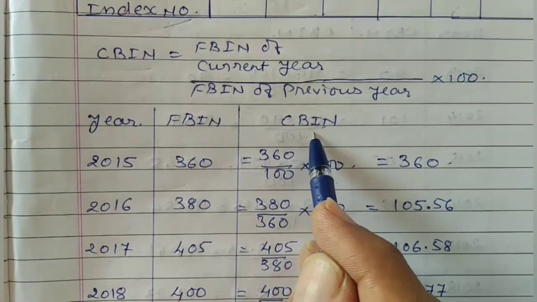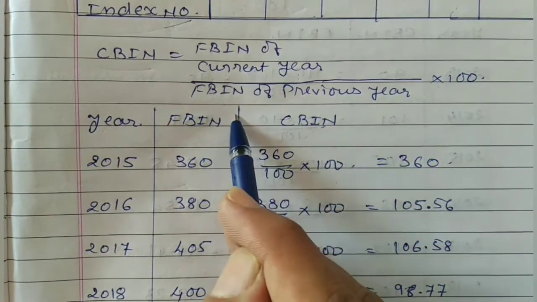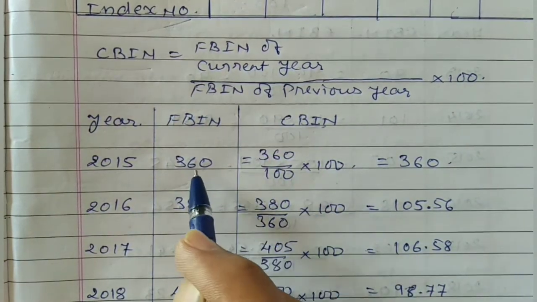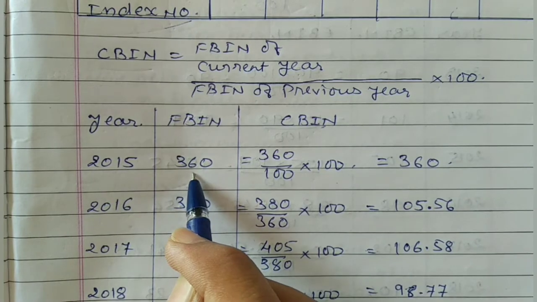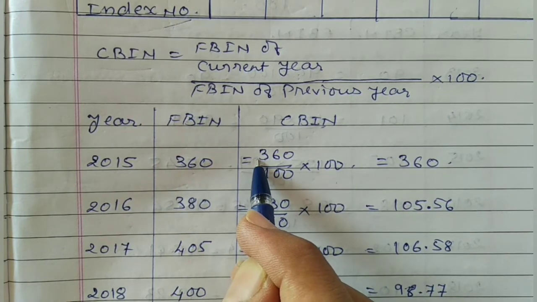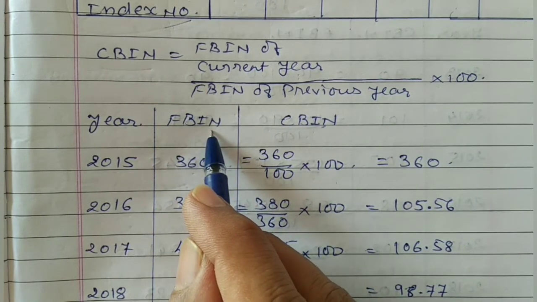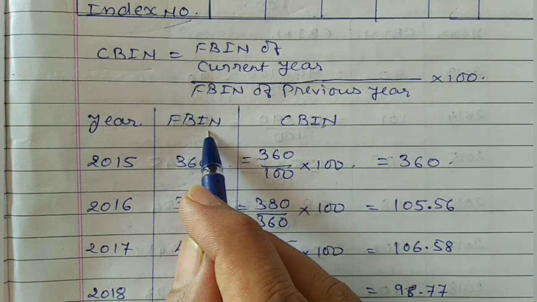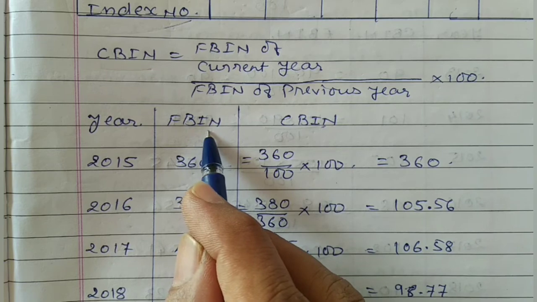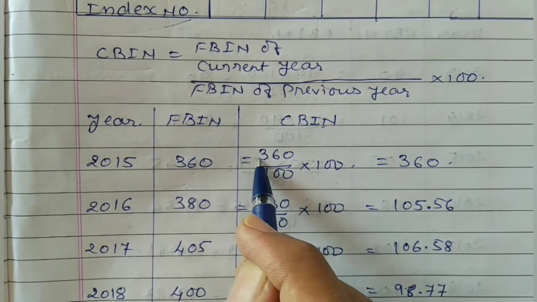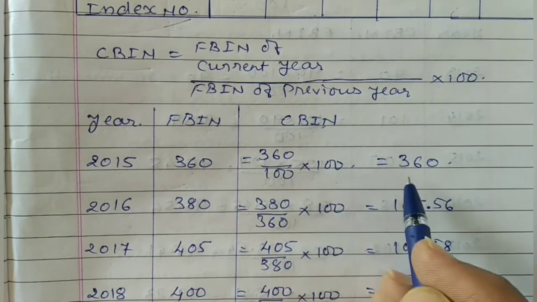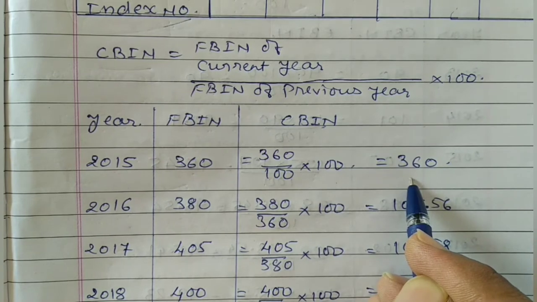We require to find out the chain base index number. The formula is here. Fixed base index number of current year upon FBIN of previous year, that is 2014. 2014 is the base year and the base year's index number is 100. That's why 360 upon 100 into 100, the answer would be 360. This is most important to understand properly.